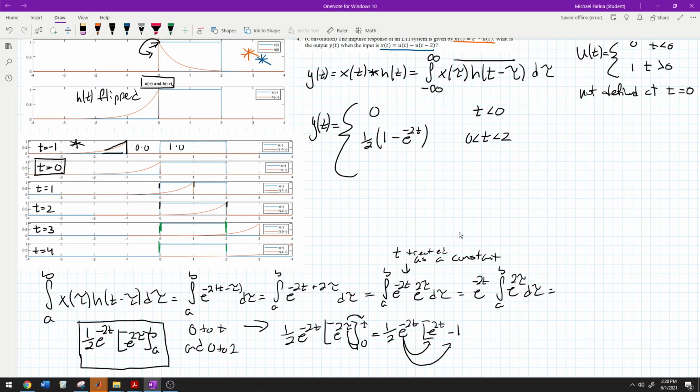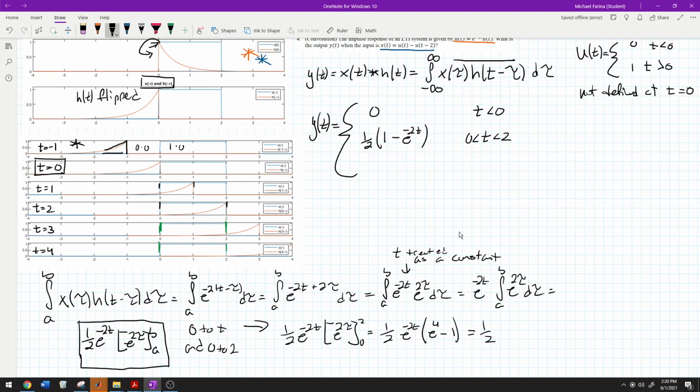And now for our second set of bounds, it's the same result, but we're going from 0 to 2. And we get 1 over 2 e to the negative 2t, e to the 4th minus 1. And that's simplified. I mean, you can simplify it more.